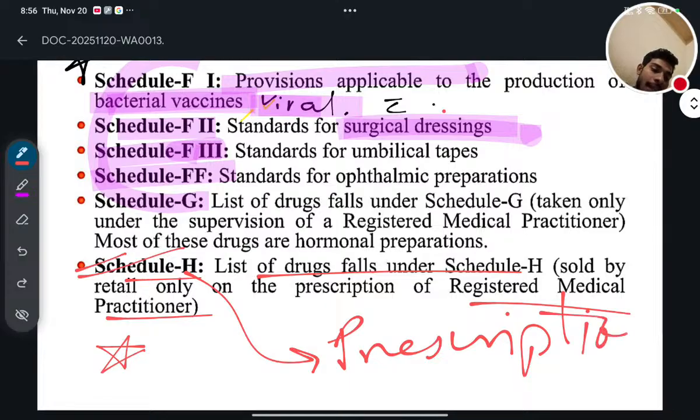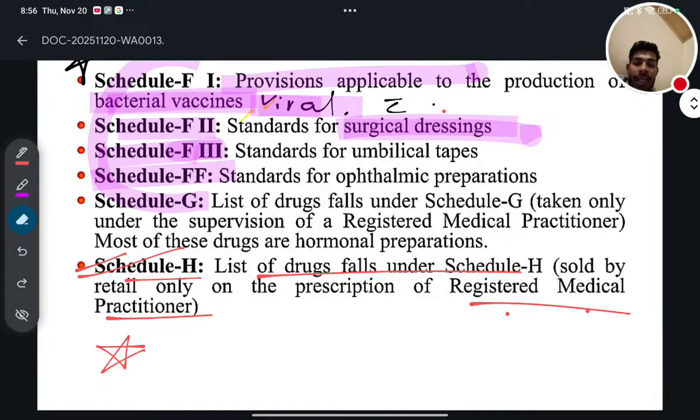Schedule H drugs are also called prescription drugs. Why? Because they are sold only on a prescription from a physician, doctor or registered medical practitioner. You have to remember that. So Schedule H drugs should be sold in the presence of a registered medical practitioner.